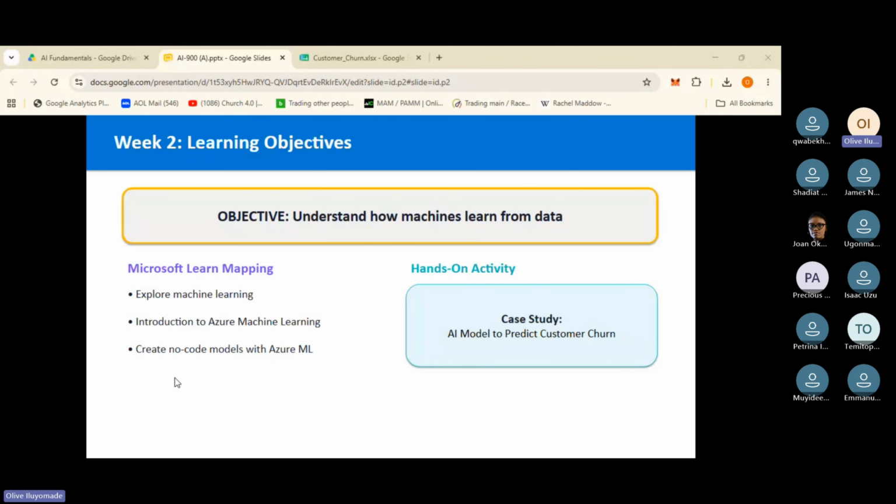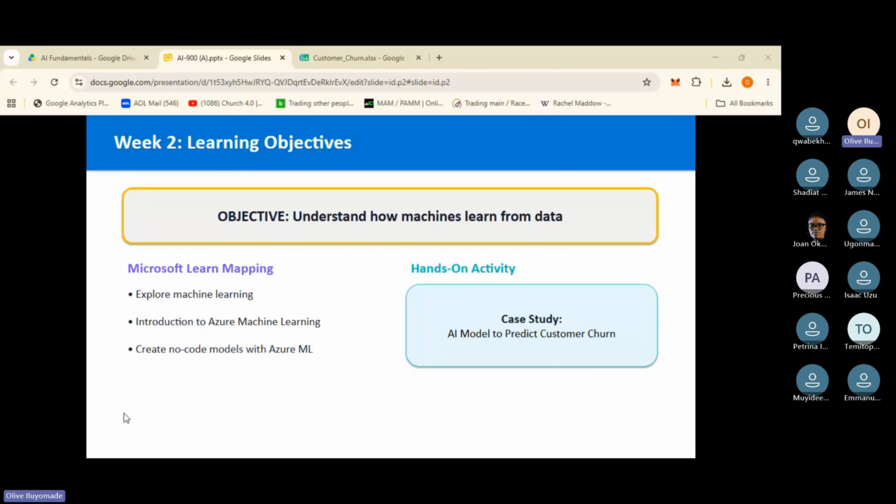So our objective for today will be to understand how machines learn from data. We're going to explore machine learning, and we will look at a model. Our case study will be to create an AI model, just a simple model on customer churn.